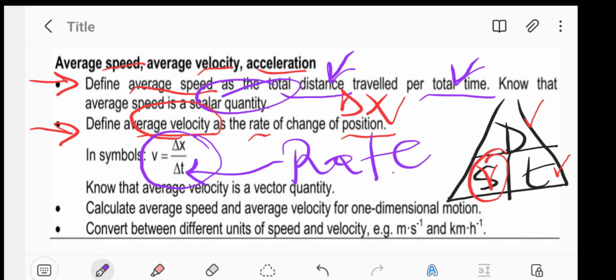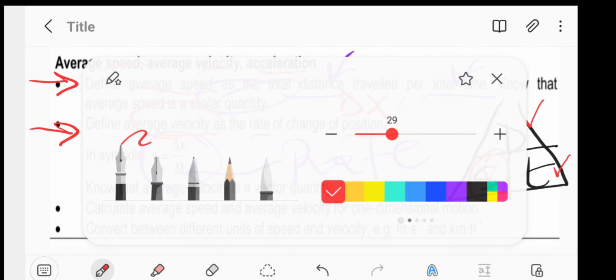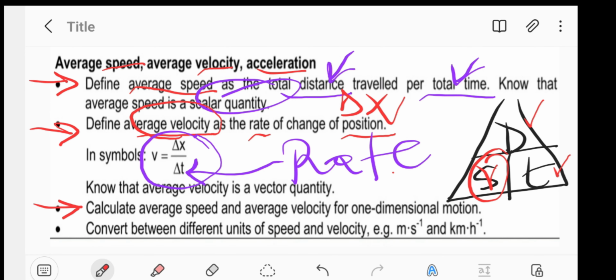They say you must have the ability to calculate. It's a must. Have the ability to calculate average speed and average velocity. And remember that for grade 10 level, we are only concerned with one-dimensional motion, which is motion in a straight line, motion along a line.